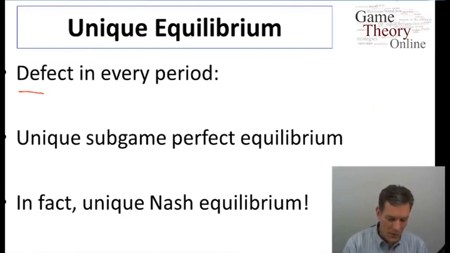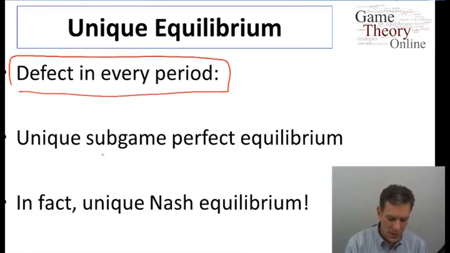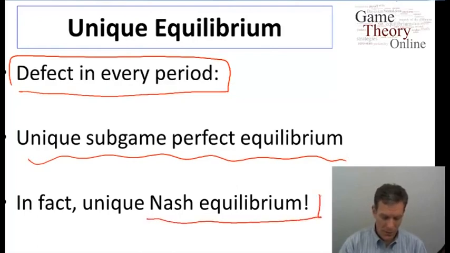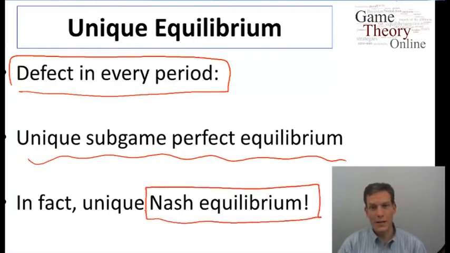We end up with defect in every period is the unique subgame perfect equilibrium of this game, unique thing that we find by backward induction. In fact, it's the unique Nash equilibrium of this game. So in this setting, there's only one Nash equilibrium, which is to defect in every single period.